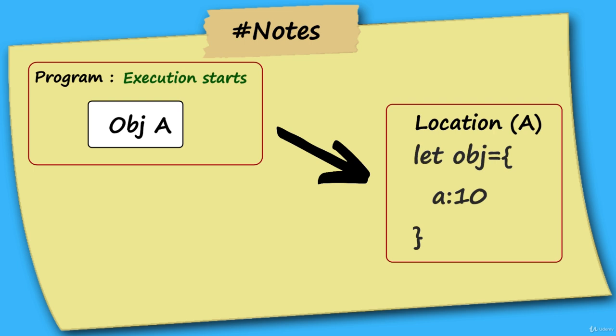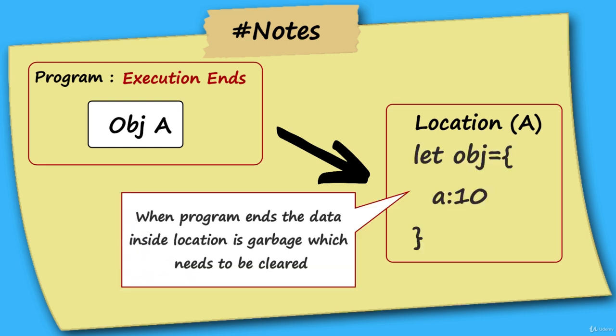In between there might be some read-write operations. And what happens when the program ends? Once the program ends, the party is over. Now this location needs to be cleaned as it is of no use. So when the program ends, this is the garbage which needs to be cleared.